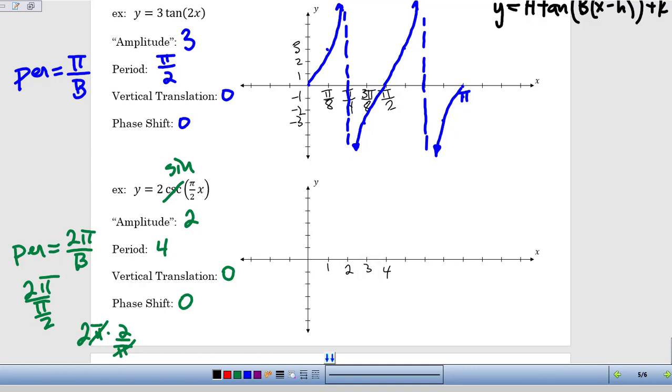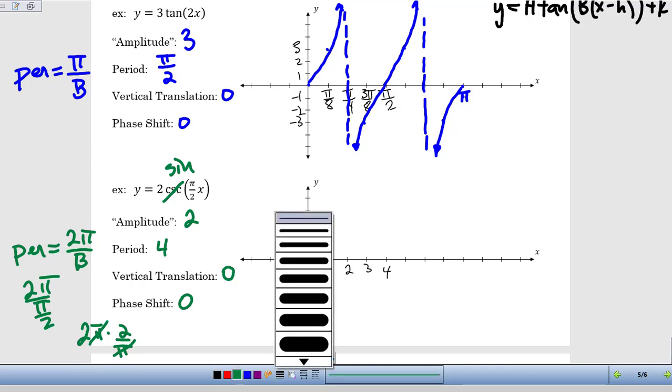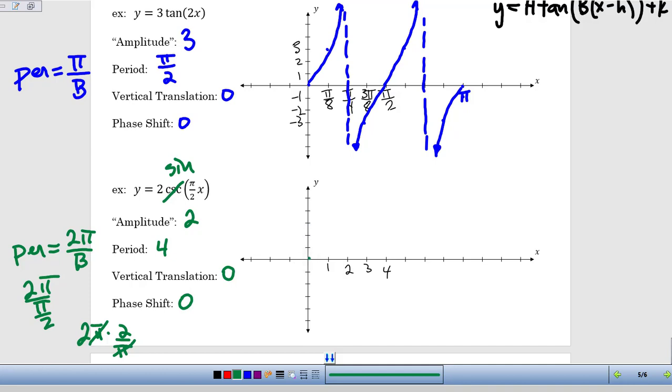And so now, since it's a cosecant graph, we're graphing sine, so we're going to start our cycle at 0. We're going to end our cycle at 0, and halfway in between we're going to be at 0. And then halfway in between the first and second zeros we're going to be at a maximum, so that's going to be at 2 in this case.